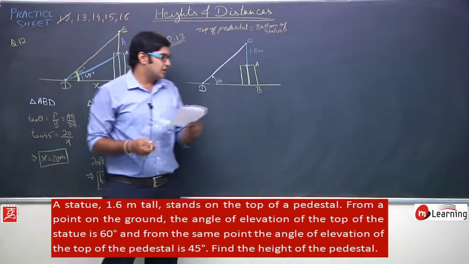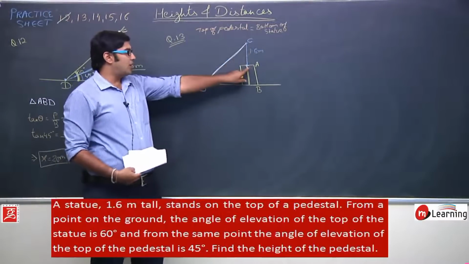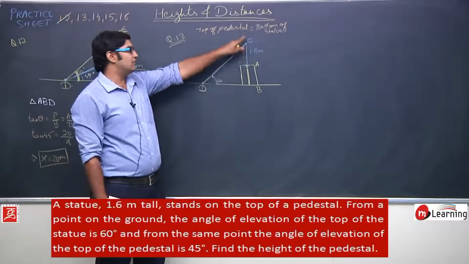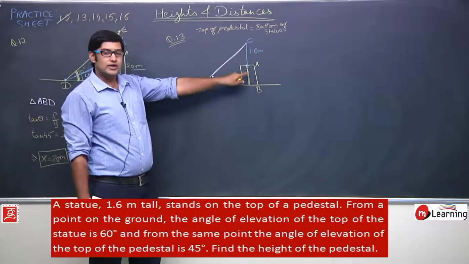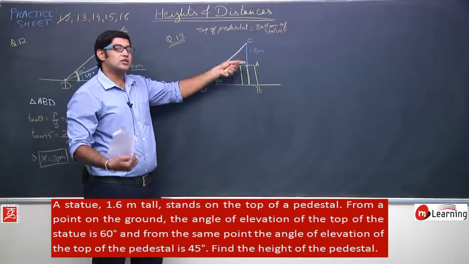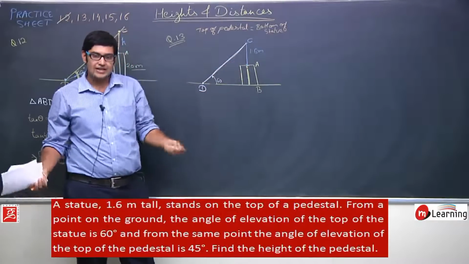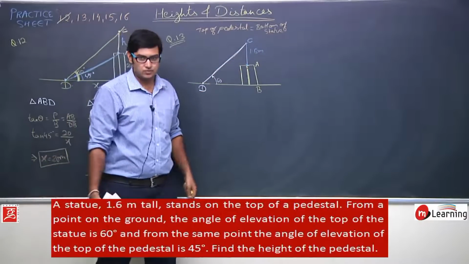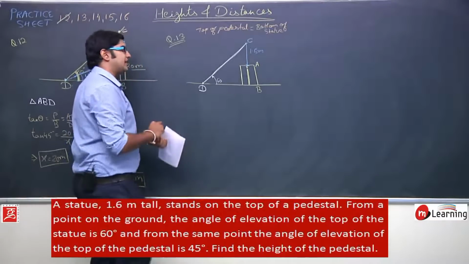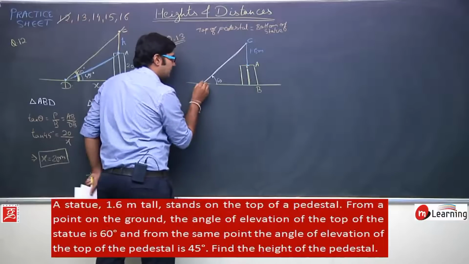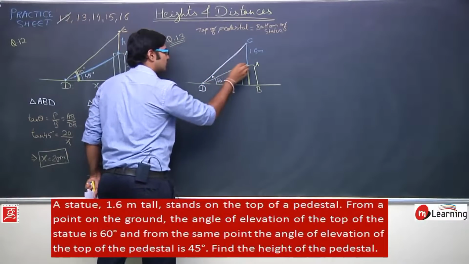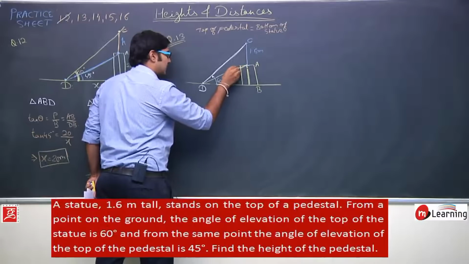So what does this mean? It means that the point where the pedestal ends, the top of the pedestal, is equivalent to the bottom of the statue. If I want to observe the top of the pedestal, I can say that I am observing the bottom of the statue because the point is the same. So to observe this point A, my line of sight will be this one.